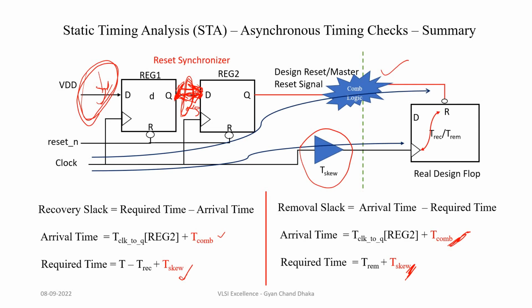The third point is recovery removal checks are required for this path. For our design flip-flop reset pin, we need to meet our recovery and removal timing checks, because this is our real design flip-flop and we do not want this flip-flop to go into metastability state. That means we have to constrain this path. This is an asynchronous path launched by this, and it is coming to the asynchronous pin of our flip-flop. For this path we need to meet our recovery and removal timing checks.